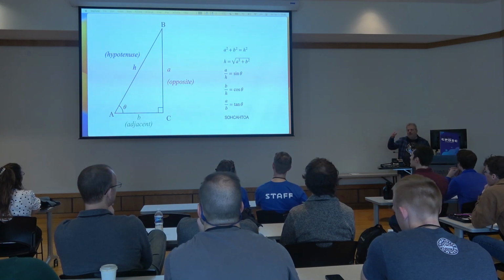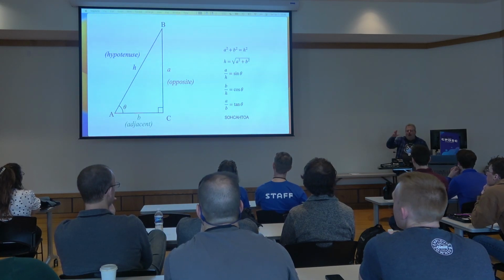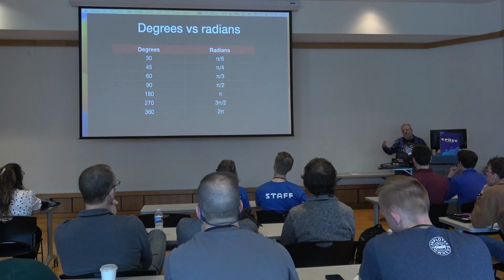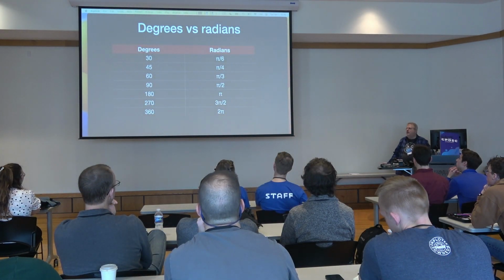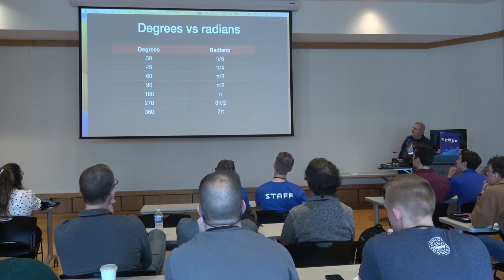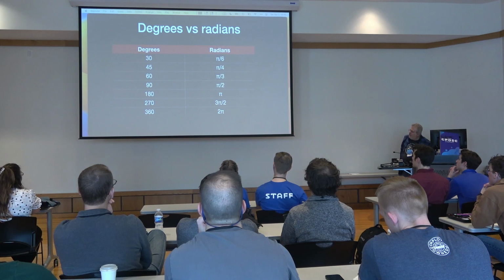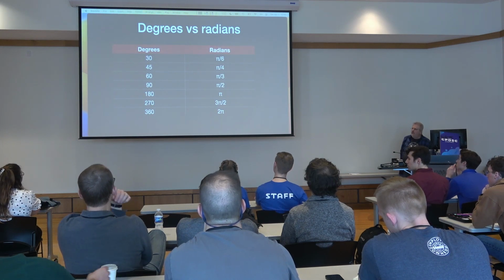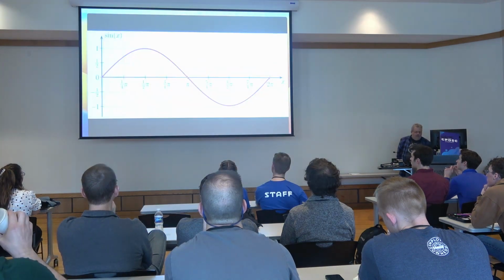Just like with logs, where they're always base e, if you're using sine and cosine functions in your favorite programming language, it's probably going to be in radians, not degrees. There are 2 pi radians in 360 degrees, and so this is how you can work between the two of them.